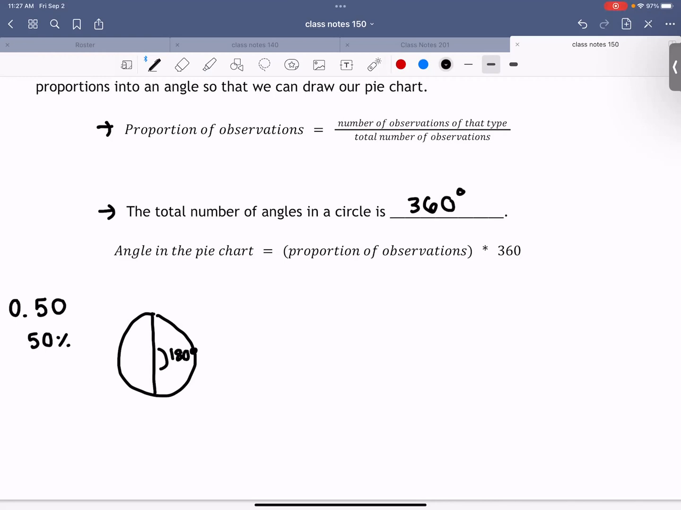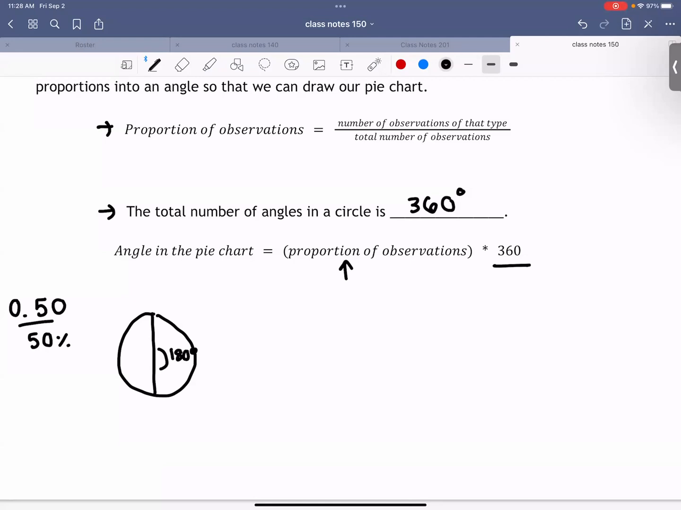If you want to find the angle in a pie chart, you're going to take the proportion of observations, so not 50, a 0.5 if you have 50. And you're going to multiply that by 360 degrees. So you're just multiplying it by the total number of angles in the circle. That's the angle that you get. Okay. Any questions so far?